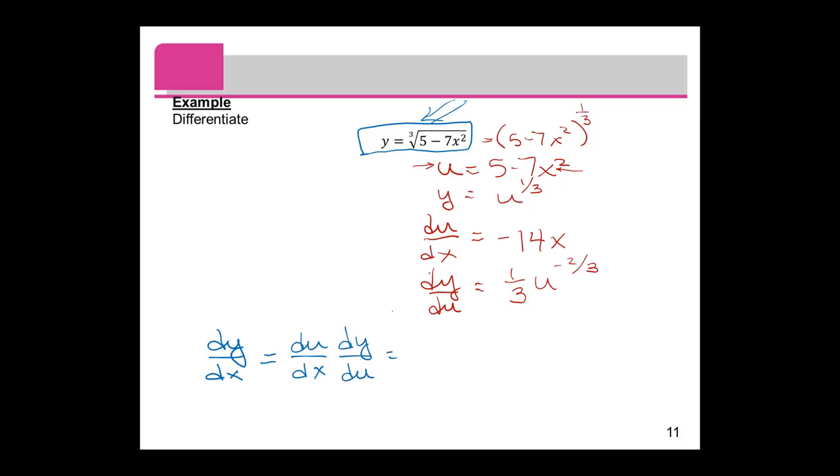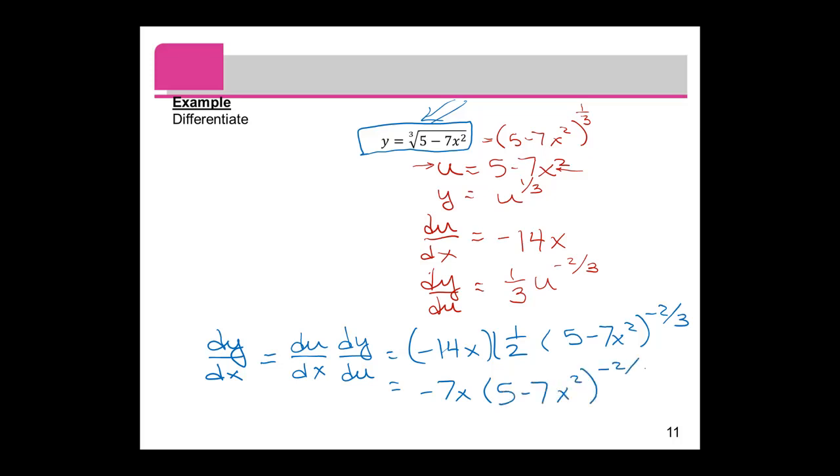I mean, there's nothing to it. So we have minus 14x times 1/3. And I'm going to just substitute the u because I already know u is going to be 5 minus 7x squared to the minus 2/3. And then I can clean it up a little. So I can do 14 over 2 is negative 7x times 5 minus 7x squared to the minus 2/3 power. Perfect. You did a great job, Frank.